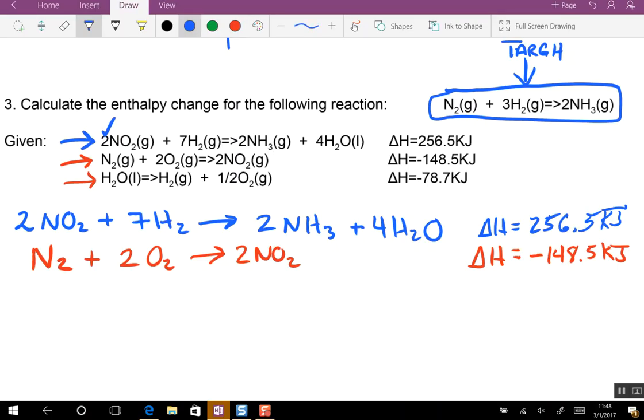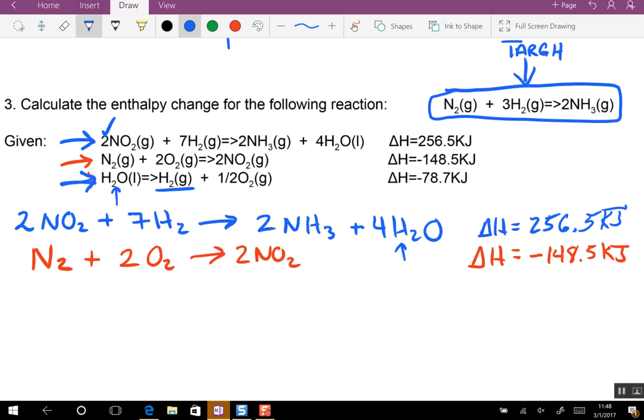Okay, guys. Then finally, we got this equation. And let me go back to blue. We got water, hydrogen, and oxygen. What are we going to do? Now, no, we got it. Here's what you're going to look at. It's got hydrogen in it.